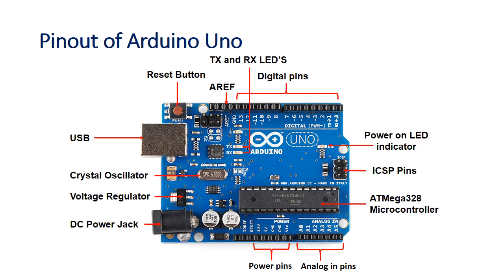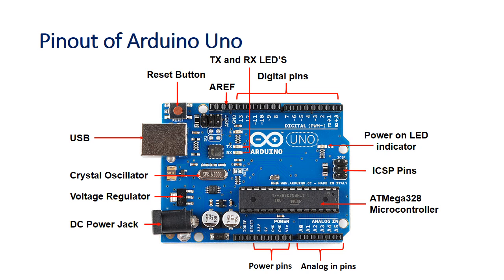Now we will see the pinout diagram of Arduino Uno and function of all the pins. Arduino Uno has 14 digital IO pins from D0 to D13. Out of those 14 IO pins, 6 pins are capable of generating PWM outputs: pin 3, pin 5, pin 6, 9, 10 and 11. D0 and D1 pins are used for serial communication. Basically, D0 pin is RX and D1 is TX.